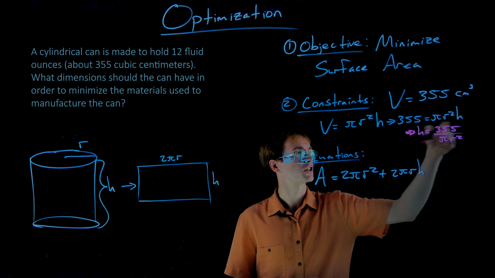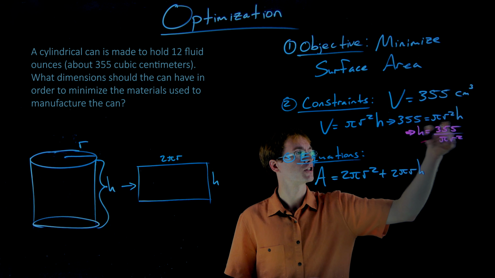All right, everyone, in this example, we're trying to help design a cylindrical can that is going to hold 12 fluid ounces, or about 355 cubic centimeters. And we want to help design this can so that it uses the smallest amount of materials when creating the can itself. So we're going to have a cylindrical can.